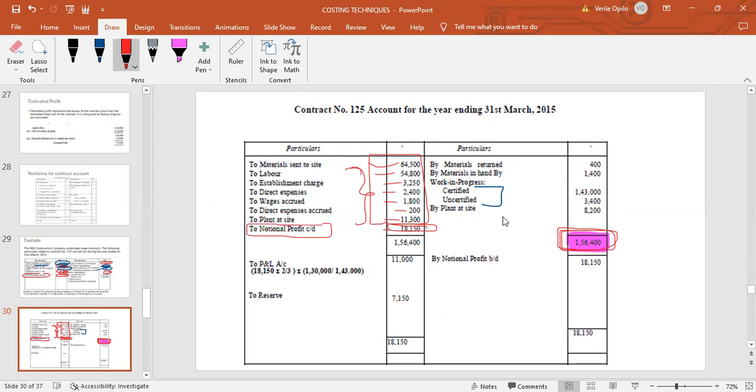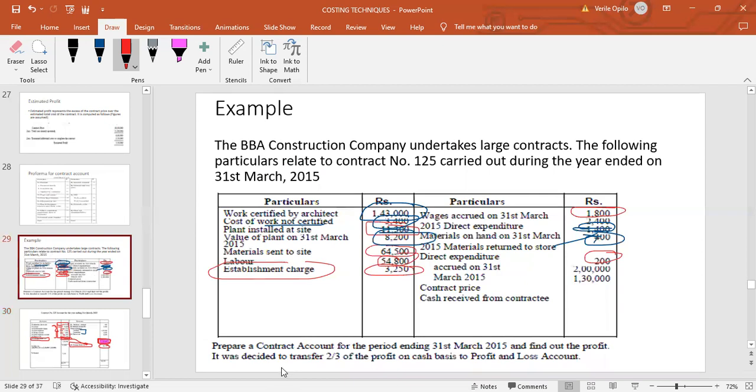So in this case, we come here and say that the total notional profit is equal to 1,850. This notional profit is going to be transferred to the statement of profit or loss. But before we transfer it, there is a note that we were provided. It has been agreed that the company is going to transfer 2/3 of the profit on a cash basis to the statement of profit or loss.